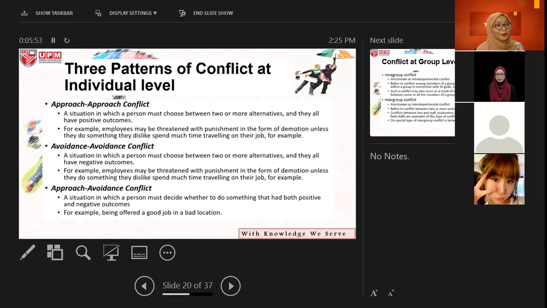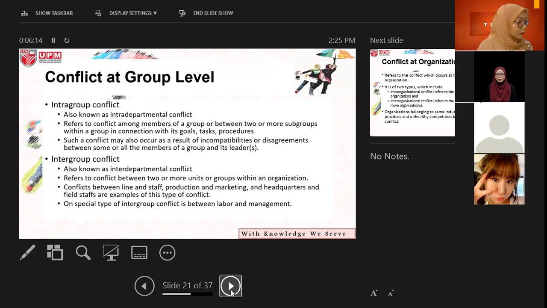So there are three patterns that make an individual involved in conflict at the individual level. Three situations that lead the individual into a conflicting situation.